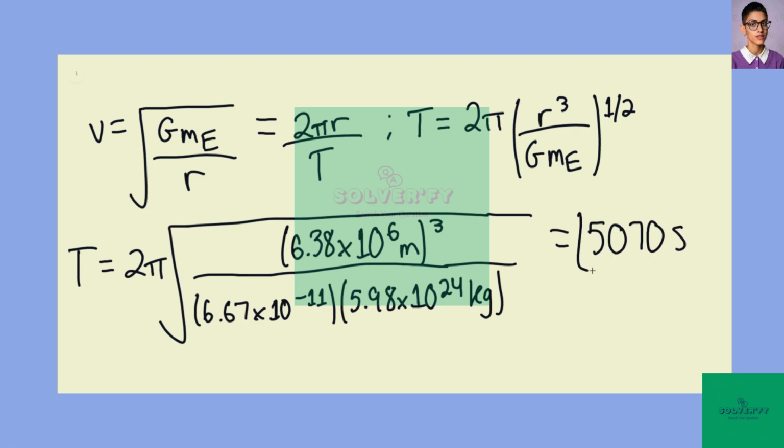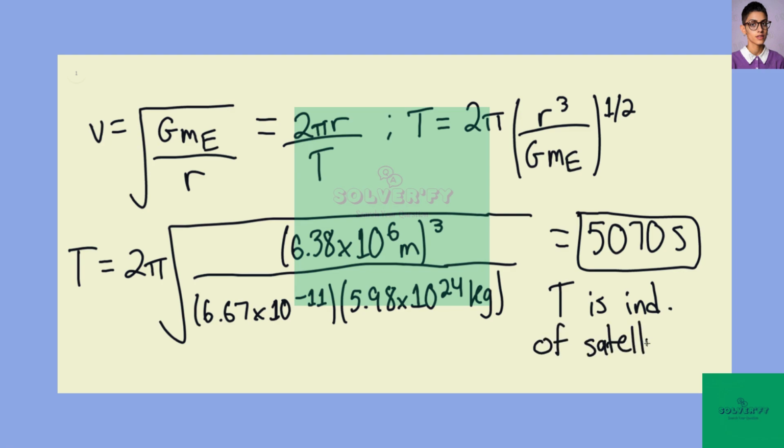5,070 seconds. And as you can see, the period is based on the mass of the Earth. However, it is not based on the mass of the satellite. So we can say that t, the period, is independent of the satellite's mass.